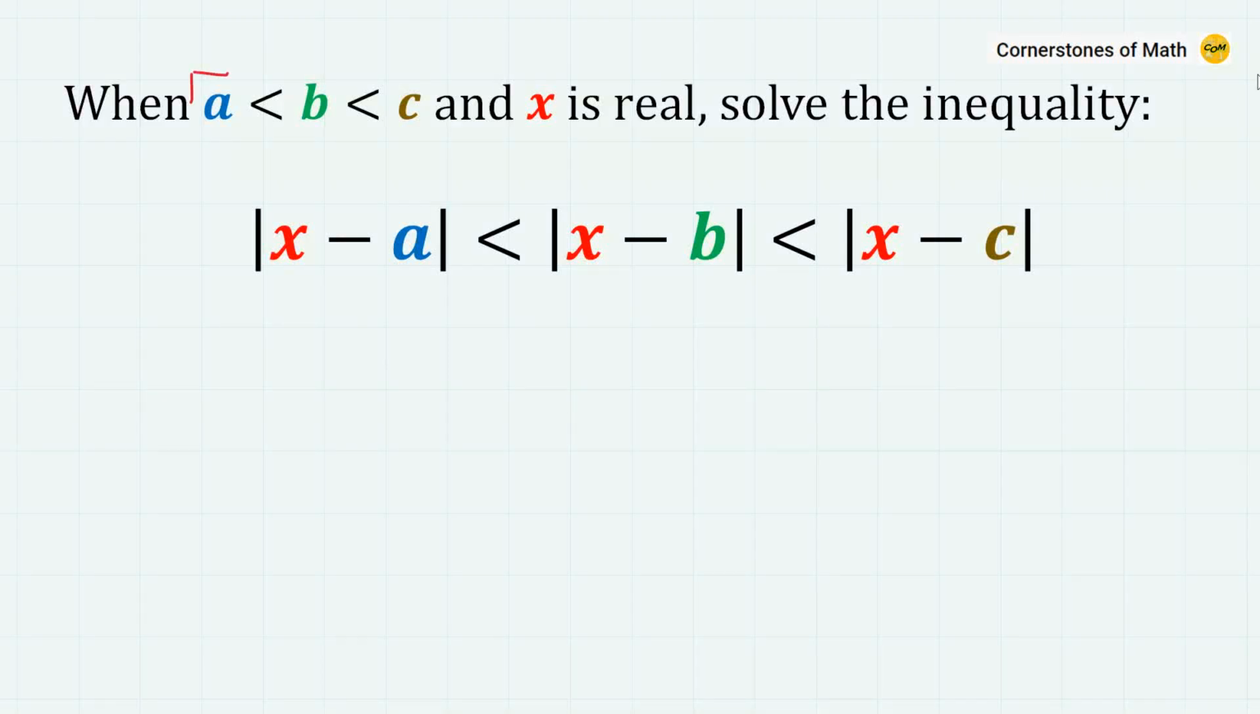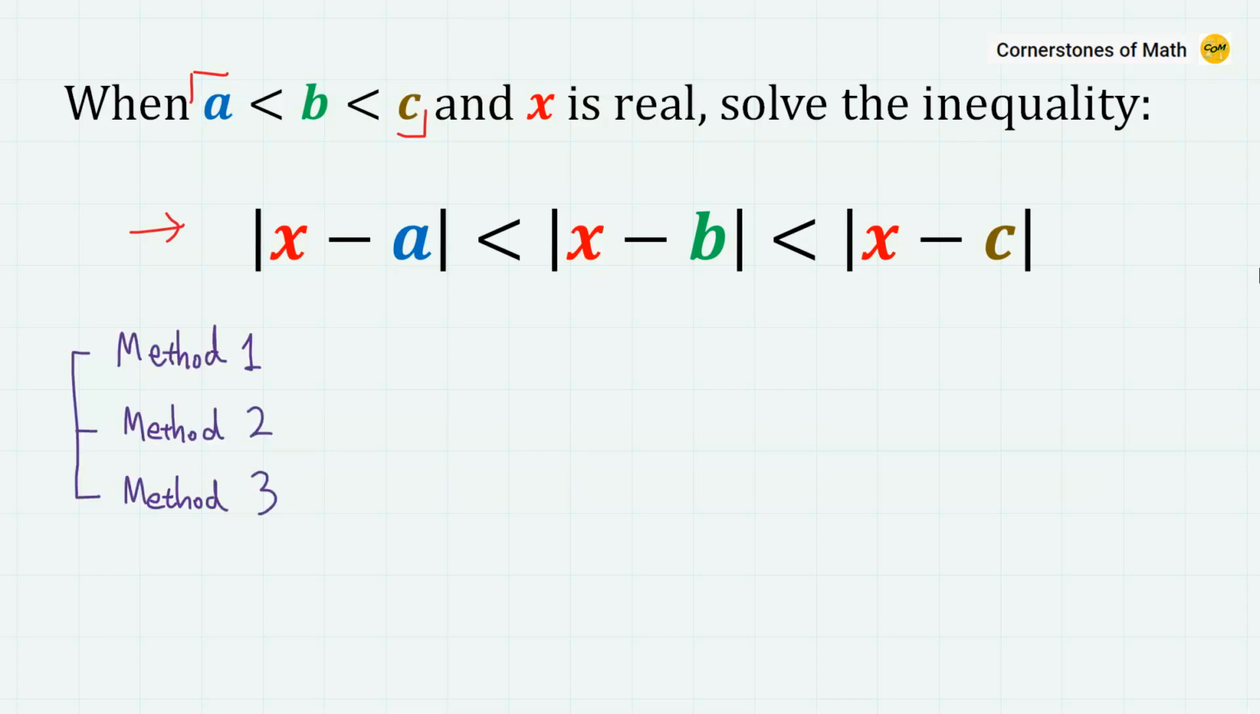When a is less than b and b is less than c and x is real, solve the inequality: absolute value of x minus a is less than absolute value of x minus b, and absolute value of x minus b is less than absolute value of x minus c. And I will solve this inequality in 3 different methods.